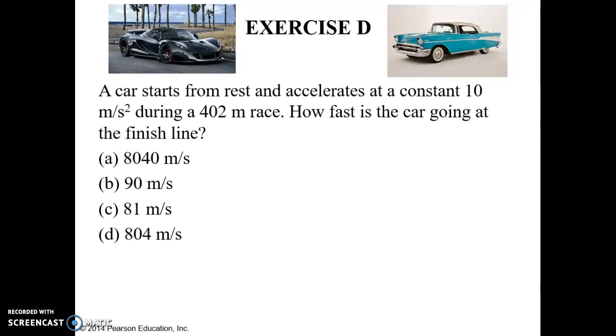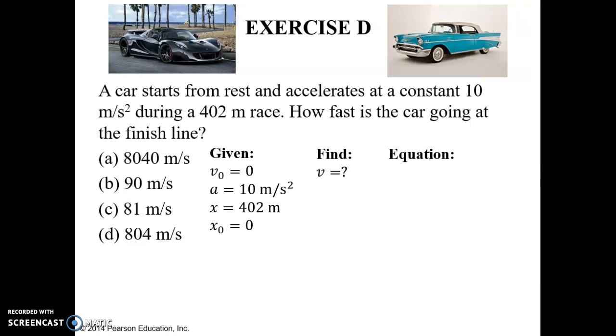Exercise D. A car starts from rest and accelerates at a constant 10 meters per second squared during a 402 meter race. How fast is the car going at the finish line? First step, write out your givens. It starts from rest, so the initial velocity is 0. We're given that the acceleration is 10 meters per second squared. The final position is 402, so we'll assume the initial position is 0. We're trying to find the variable v, the final velocity at the finish line.